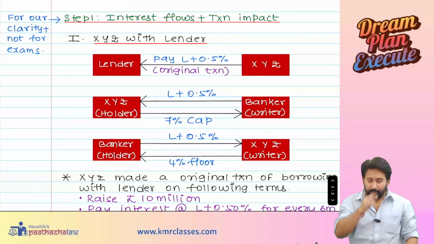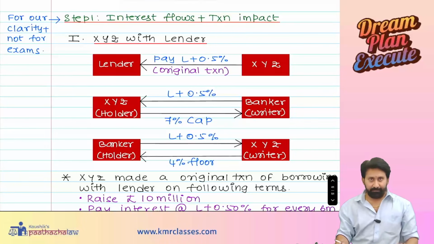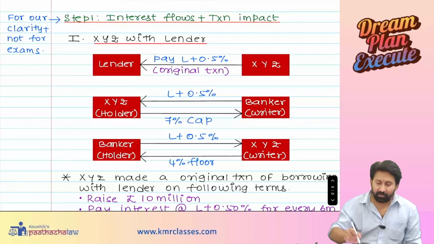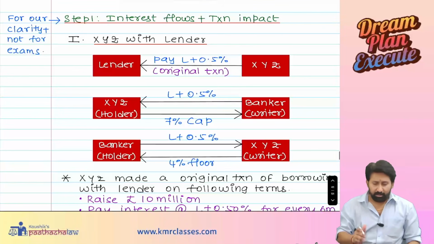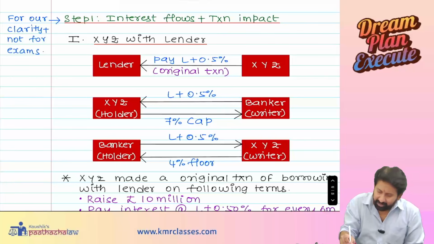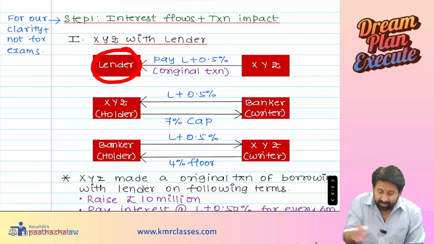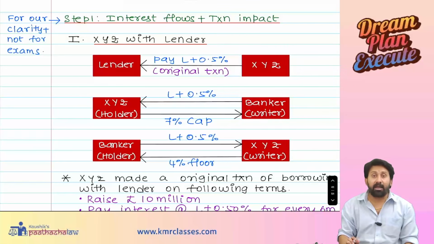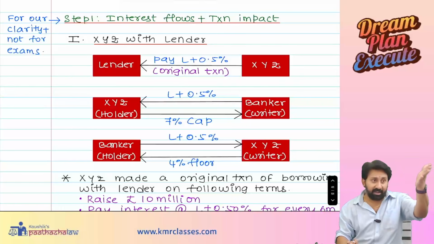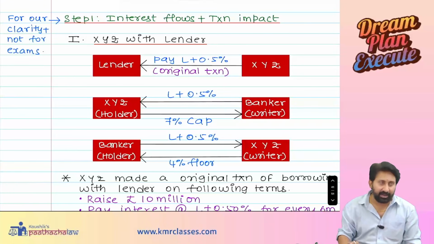First, let us understand what we have done. First, XYZ Incorporated with the lenders or debenture holders, so a bank or someone. XYZ, our company, borrowed from a lender and agreed to pay LIBOR plus 0.5. LIBOR is the floating rate, whatever may prevail at the end of every 6 months. 0.5 is the profit spread they added.